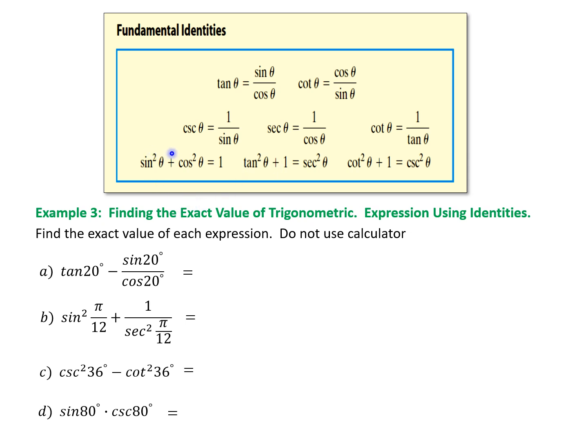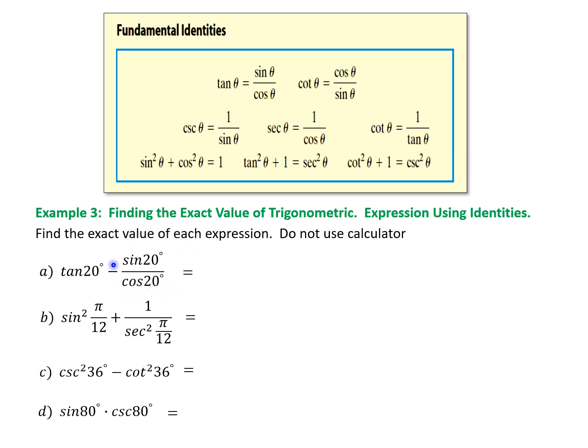Now let us apply these fundamental identities, which are the quotient identities, the reciprocal identities, and the Pythagorean identities. In this example 3, we will find the exact value of each expression without using a calculator. Okay, we will make use of these fundamental identities. In letter A, tangent 20 degrees minus sine 20 degrees divided by cosine 20 degrees.